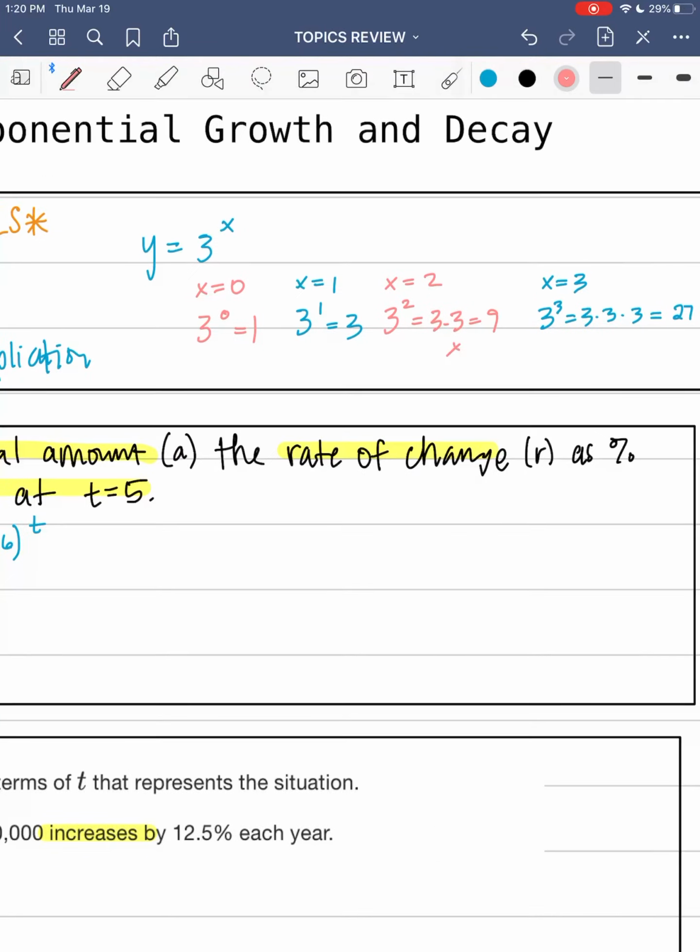So x equals 4 is 3 to the 4th. That's 3 times 3 times 3 times 3, which is 81. Wow. So it's just going to take off.